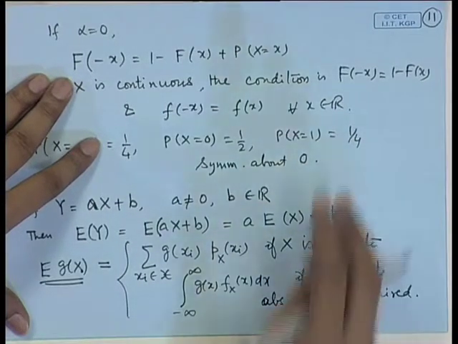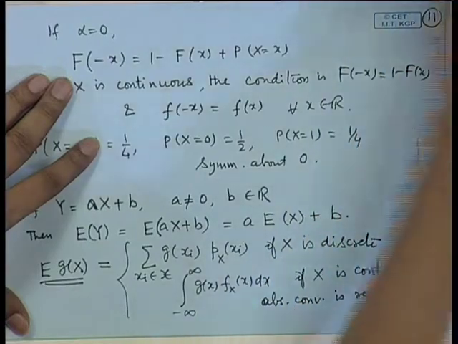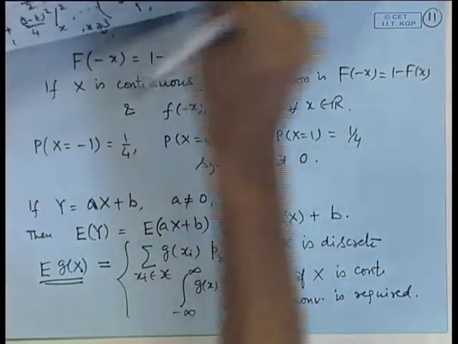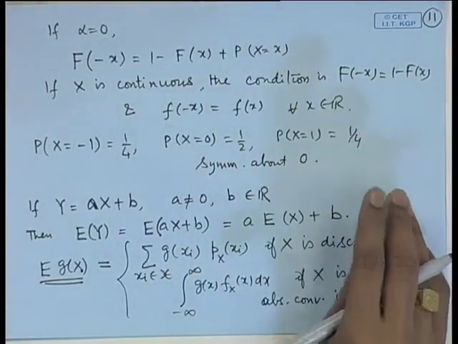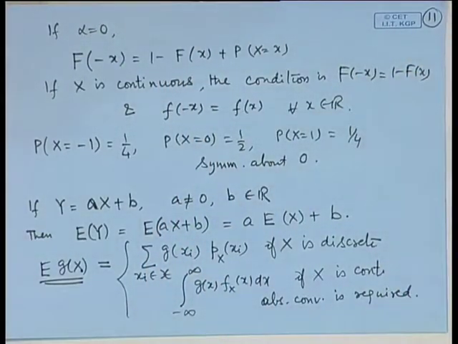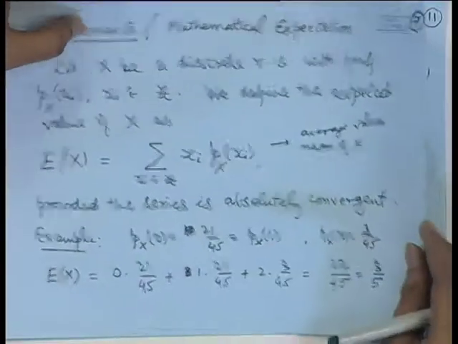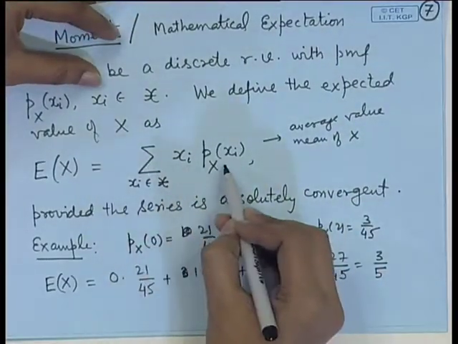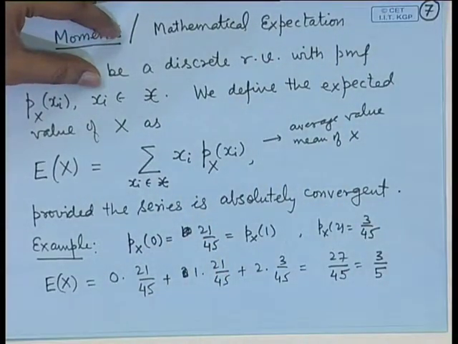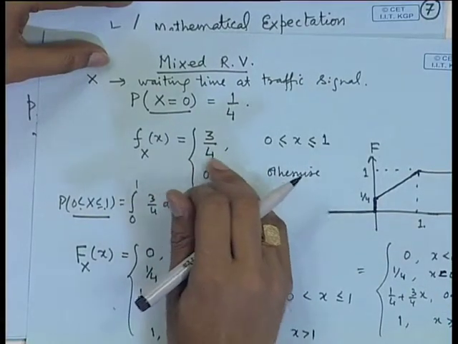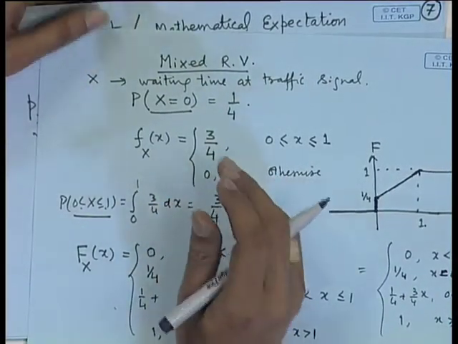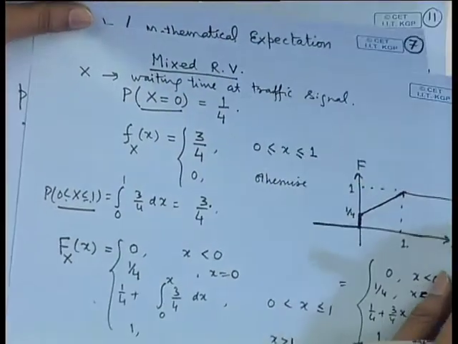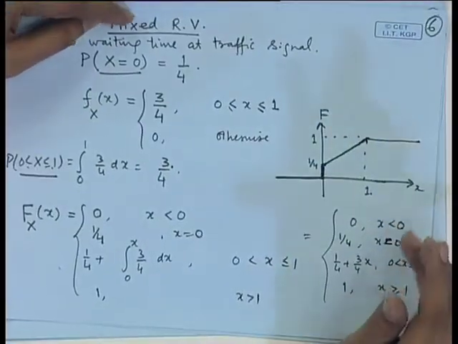Another question arises at this point, that how do we define the expectation of a mixed random variable. For a mixed random variable, the expectation would be simply the value multiplied by the probability plus the integral of the density multiplied by the value. That means, in the discrete and the continuous case, we separately evaluate it.